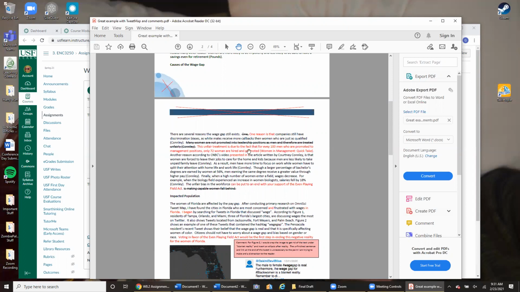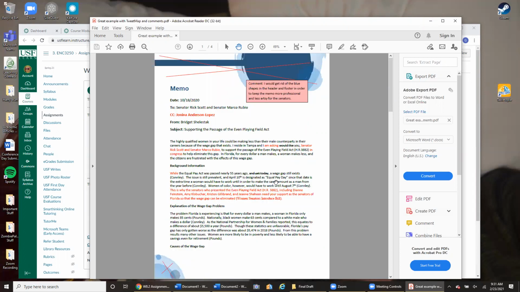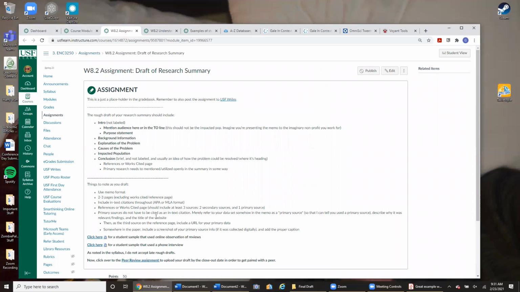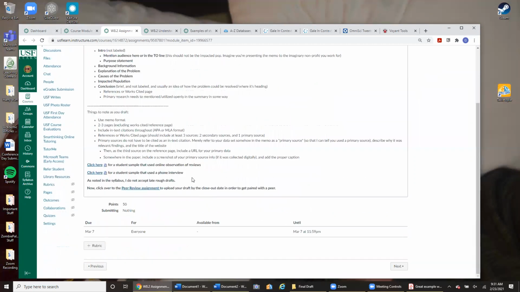So I'm going to be scanning it for your primary research, your secondary sources, making sure you have all the headers. It looks somewhat like a memo at the top. Those are the big picture stuff that I'm looking for. I'm also looking for in-text citations. Your primary source does not have to be cited as an in-text citation per se. You just need to somehow mention it.